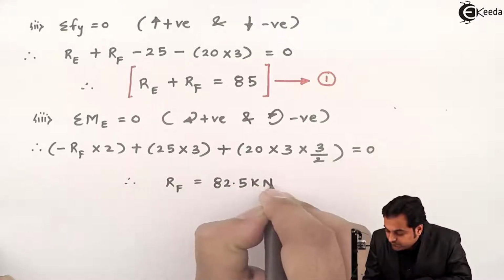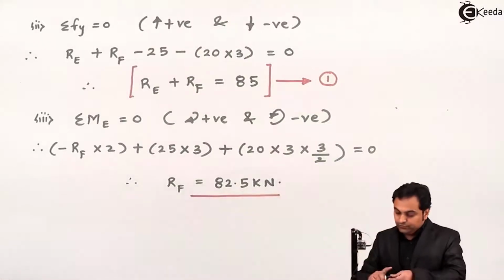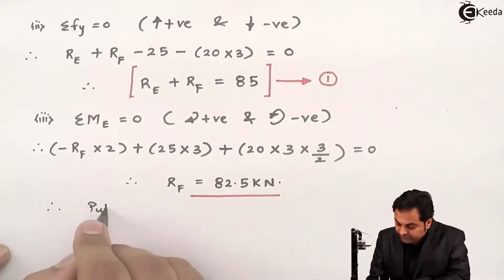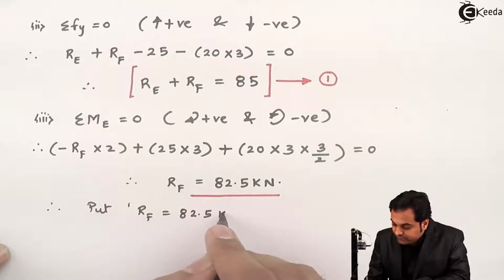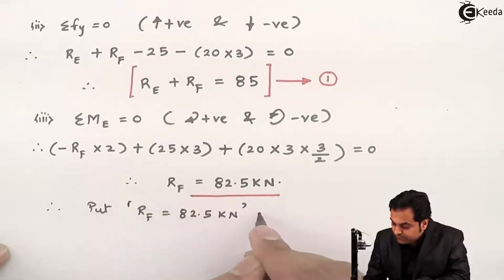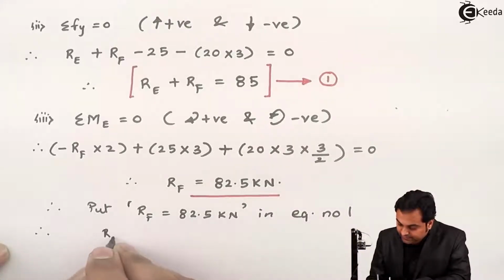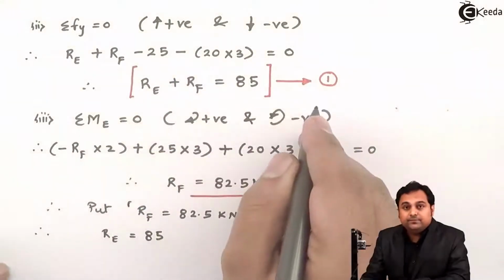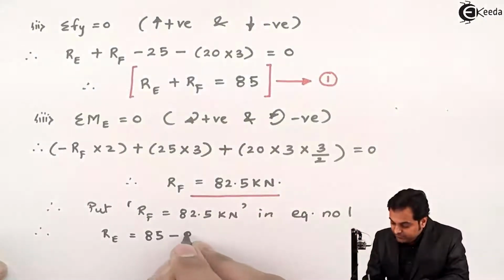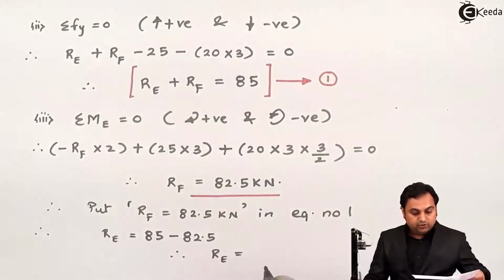And here if I go on calculating, I'll get the answer of Rf as 82.5 kilonewton. Then after getting this Rf value, I'll put it in equation number 1. So put Rf equal to 82.5 kilonewton in equation number 1. Therefore Re will be equal to 85 plus Rf, which when it goes to the other side becomes minus Rf. So minus 82.5. From this I'll get the value of reaction at E, and the answer is 2.5 kilonewton.